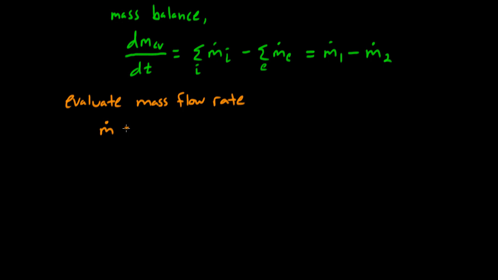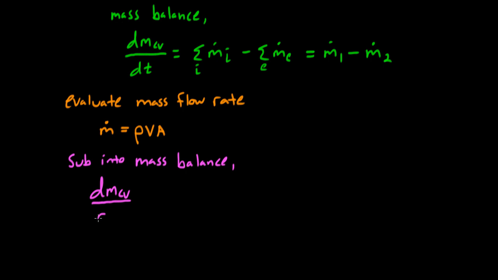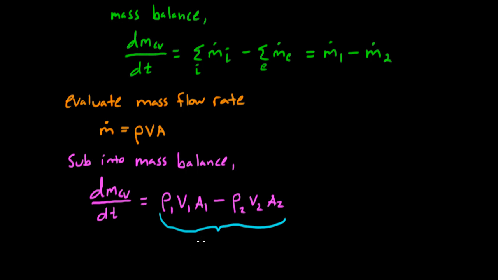For a one-dimensional flow, the mass flow rate is equal to the density times the velocity times the area. Substituting this into the mass balance for Station 1 and Station 2, we see that the rate of change of mass within the system is equal to the density times the velocity times the area at Station 1 minus the density times the velocity times the area at Station 2. By inspection, we see that the right-hand side of this mass balance is constant in time.